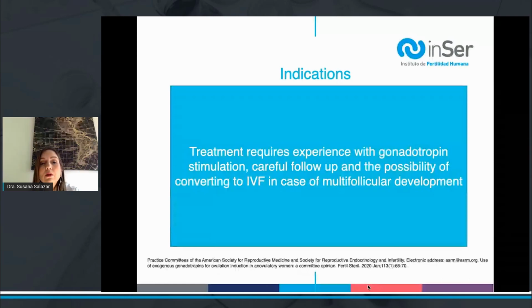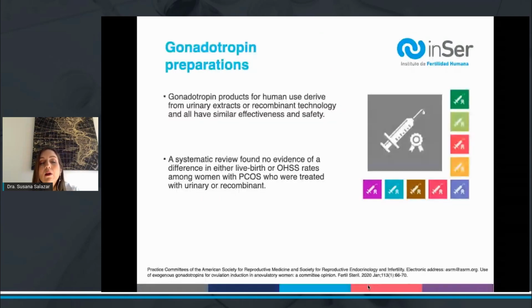The gonadotropin preparations. Gonadotropin products for human use are derived from urinary extract or recombinant technology, and all have similar effectiveness and safety. A systematic review found no evidence of a difference in either live birth or ovarian hyperstimulation syndrome rates among women with PCOS who were treated with urinary or recombinant products.